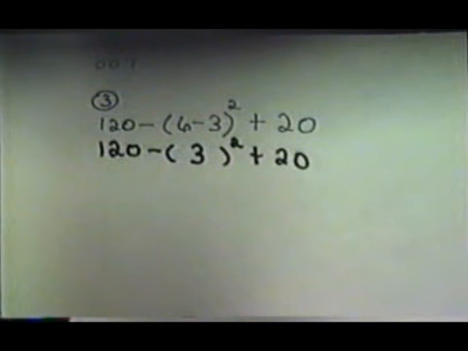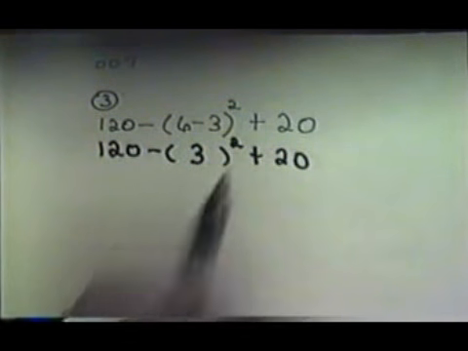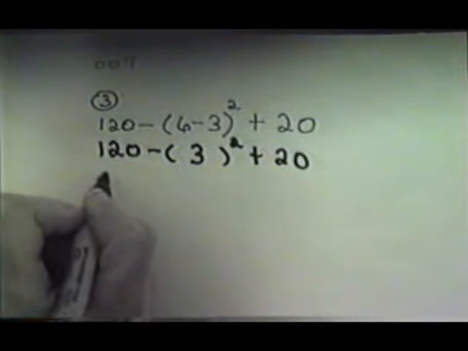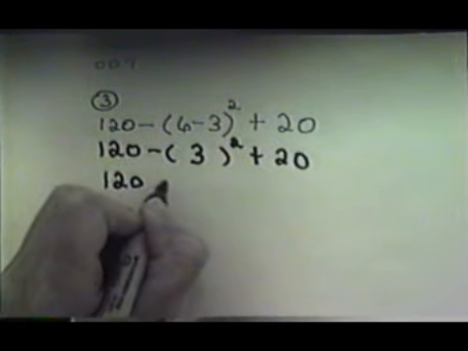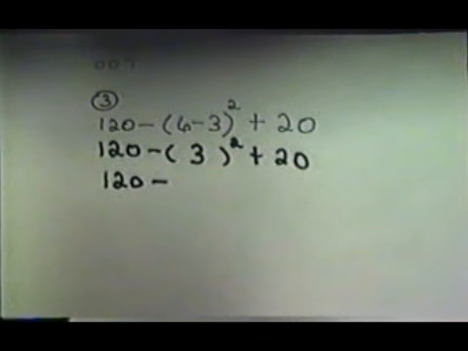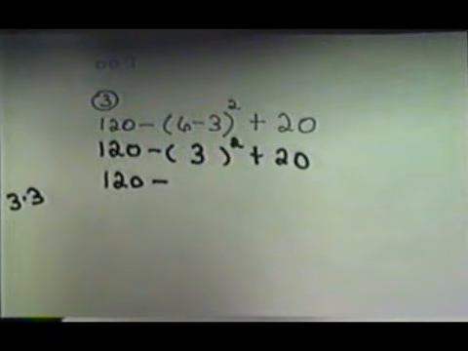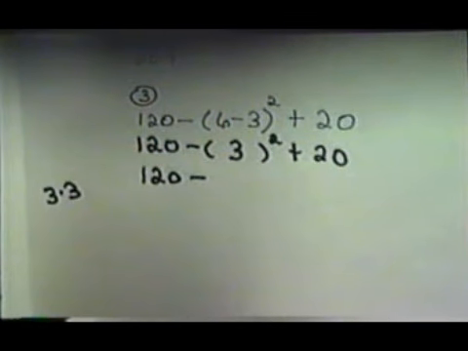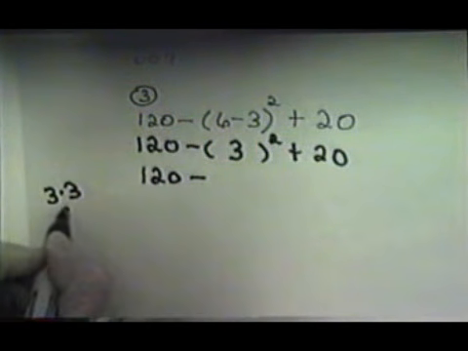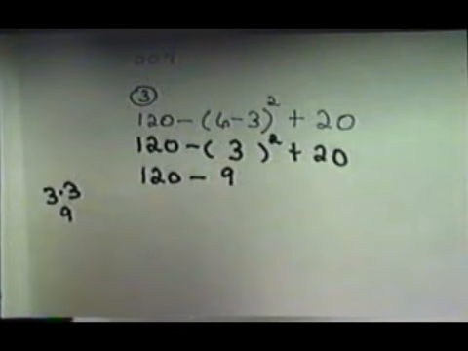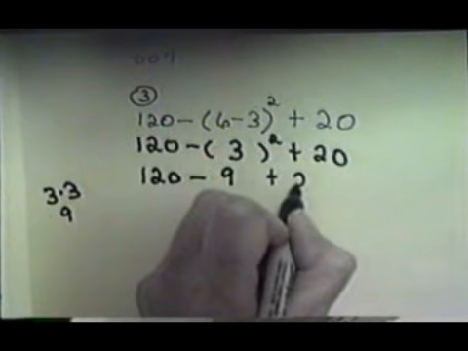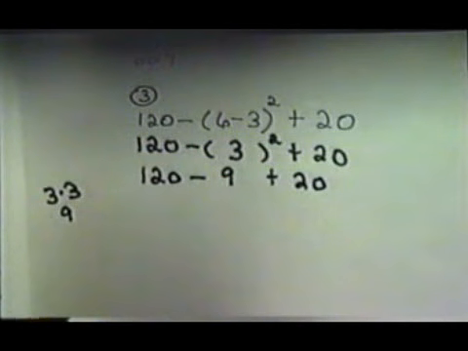So now I've done the work inside the parentheses. So now I'm ready to do my exponents. Well, I only have one exponent, which is the 3 raised to the second power. So that's what I want to do next. So I copy everything else down just as it was. And when I come to the 3 to the second power, I want to do it. What that means is 3 is a factor twice. So I'm going to multiply 3 times 3 and come up with 9. So I'm going to fill in a 9 here when I come to that 3 squared. Then I have plus 20.